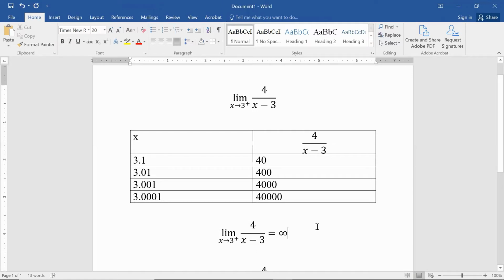I'm sure most of you have seen the symbol for infinity before. It looks like an 8 on its side. So symbolically, we write infinity that way.